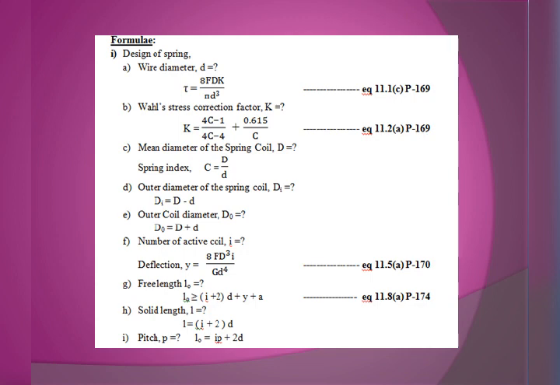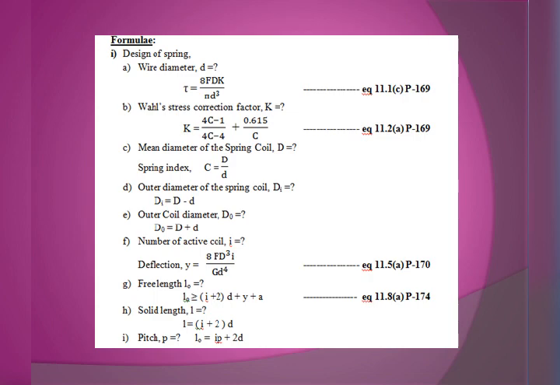Next one is the inner diameter of the spring coil, Di, that can be obtained by using the fundamental equation Di is equal to mean diameter minus diameter of the wire, capital D minus small d. Next, outer coil diameter, D naught. Outer coil diameter D naught is equal to mean coil diameter D plus wire diameter, radius on both sides, that is nothing but diameter of the wire. So we are getting the outer coil diameter.